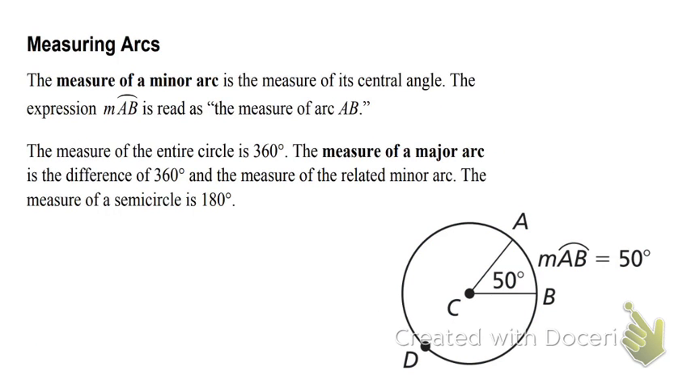So when we measure arcs, the primary way that we measure arcs is we use the measure of the central angle. So in this case, if we look at our example, arc AB, the central angle is here. The measure of the central angle is 50, and therefore the measure of the arc is 50. Okay, so essentially a minor arc is always going to be equal to its central angle.